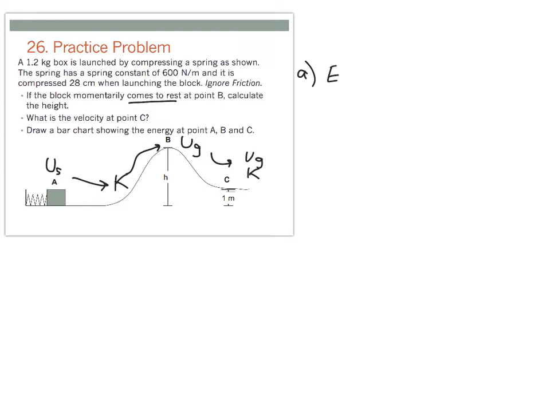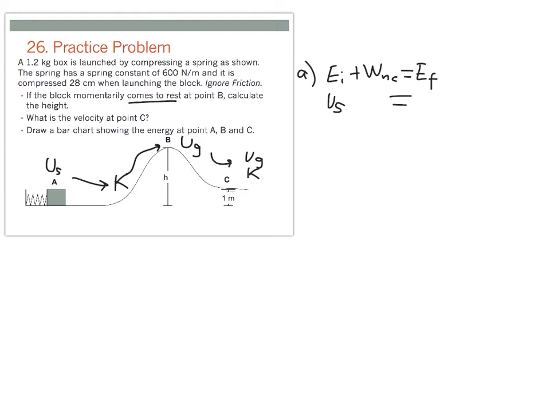I'm going to start with my conservation of energy equation. E initial plus work equals E final. And I'm going to go ahead and fill in the things that I know. This is going to be similar to our F equals ma equations, where you have to fill in the specific energies that exist at various points in time. So we're starting here with US, spring potential energy. That's the only energy we have initially. There is no work being done, so I'm just going to skip that part.